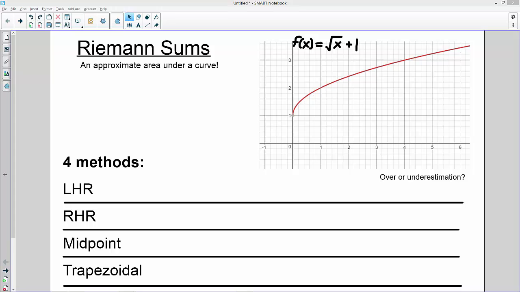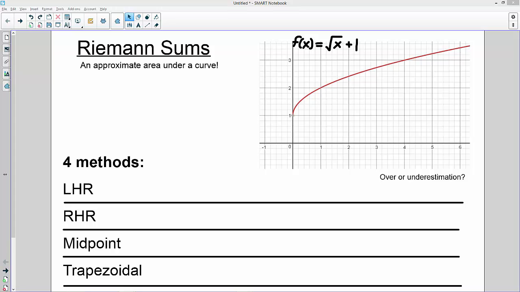Let's talk about Riemann sums. Riemann sums is a way to approximate the area under a curve, and ultimately we can do that with a definite integral. So it's really a way of approximating a definite integral. And as we learn about Riemann sums and we actually do an infinite number of rectangles, we'll see that it leads to a standard definite integral.